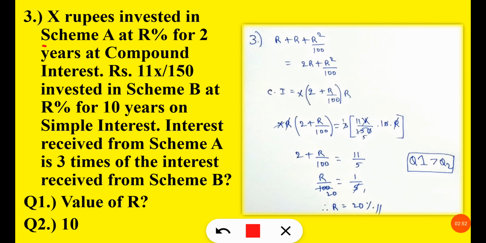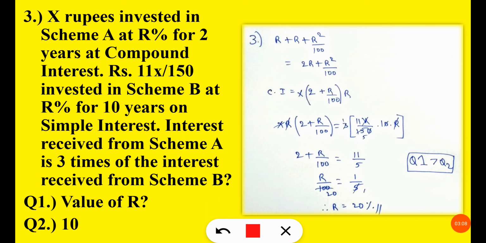X rupees invested in scheme A at R% for 2 years at compound interest. Rupees 11x by 150 invested in scheme B at R% for 10 years on simple interest. Interest received from scheme A is 3 times the interest received from scheme B.